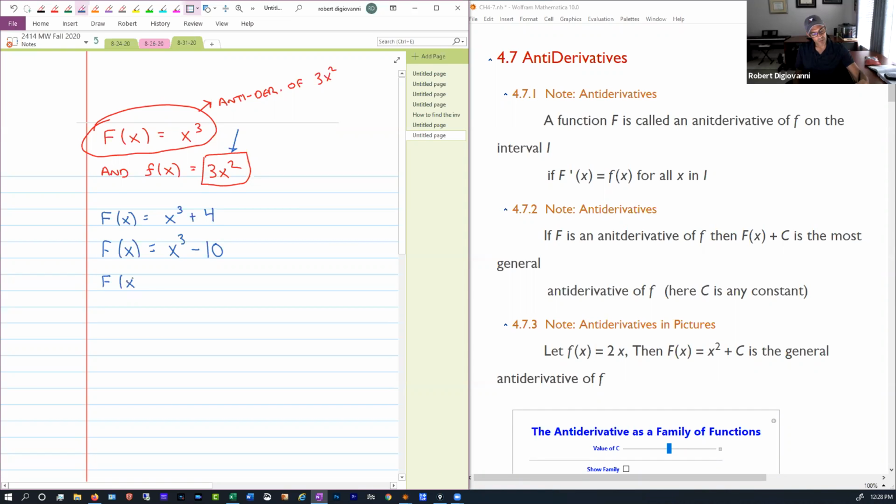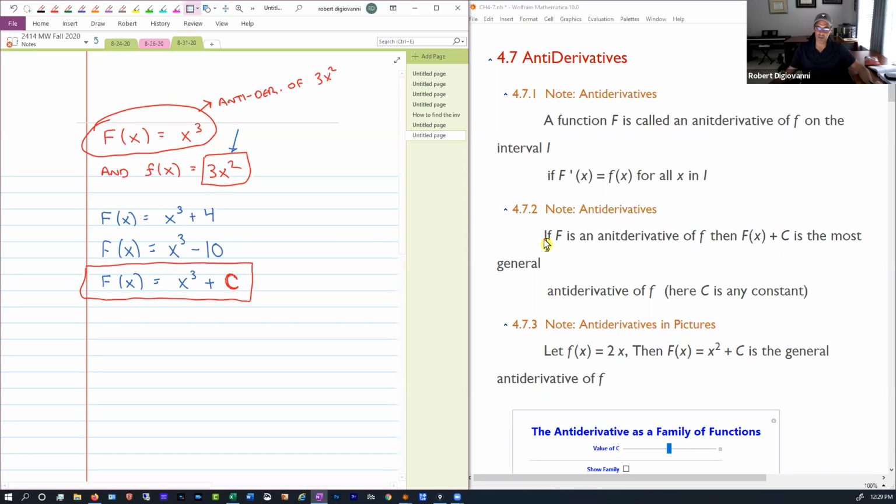Now, could I do this? Could I do like x cubed plus x? Would that work? No, that wouldn't work because the derivative of x is 1, and that wouldn't be 3x squared. It'd be 3x squared plus 1. So that wouldn't work. This actually has to be a constant, doesn't it? That has to be an actual number, a constant. If it's anything other than a number, it's not going to work. But this right here is like a general format of what all the antiderivatives of 3x squared look like.